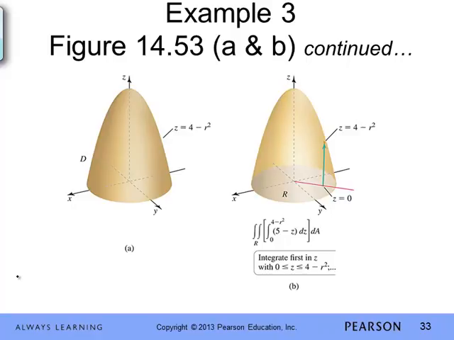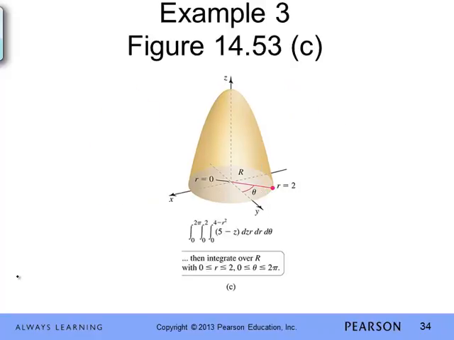Well, when z is equal to 0, 4 minus r squared is 0. That means that r squared is equal to 4. That means r is 2, right? So now we have the circle r equals 2 down here on the polar plane. So r is going to go from 0 to 2. Theta is going to go from 0 to 2 pi.